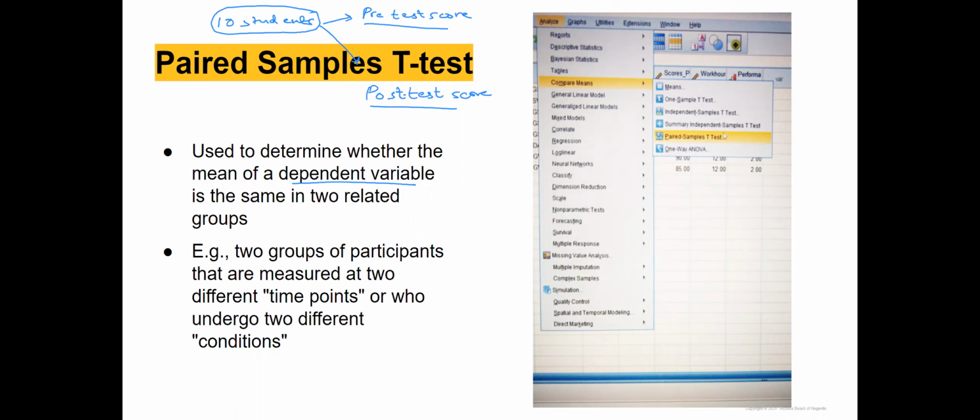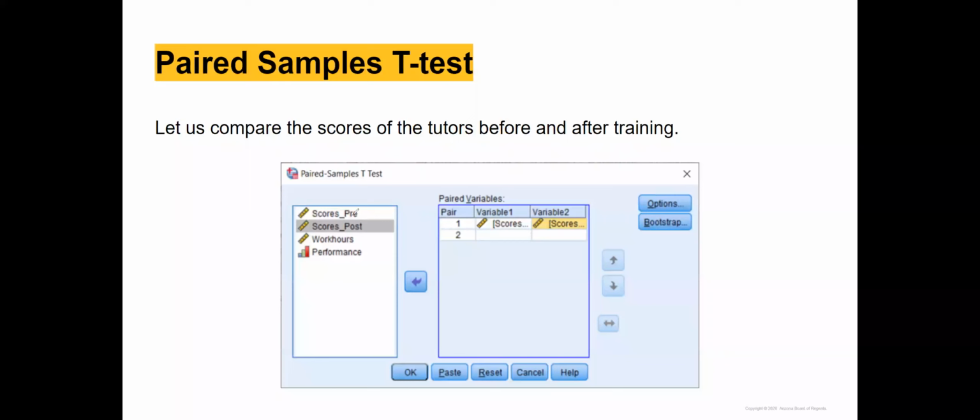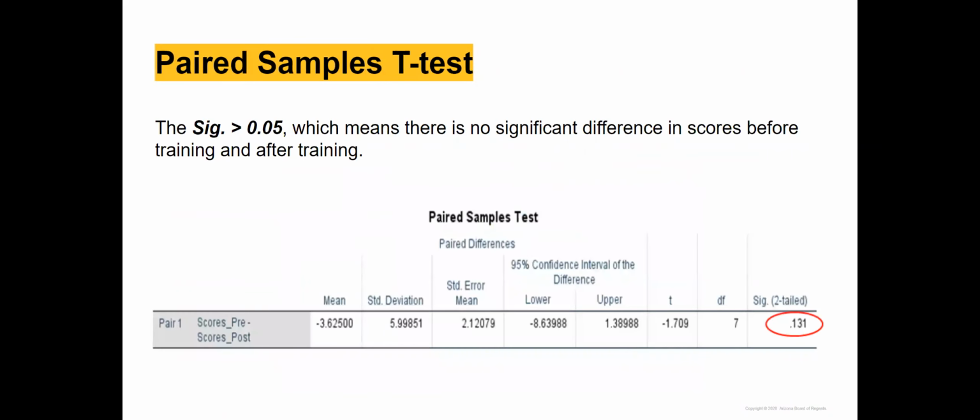For paired sample t-test, again we go to analyze, then compare means, and then paired sample t-test. Once you select that, you'll have to select the variables. You select score pre and score post. These are the two variables which we want to test. Let us compare the scores of the students before and after the training. Then you click on OK, and this is the output you'll get.